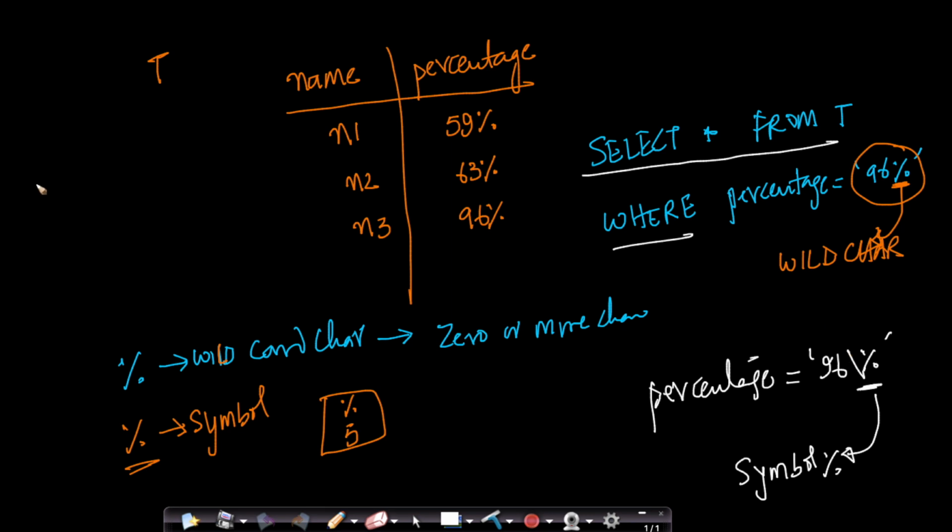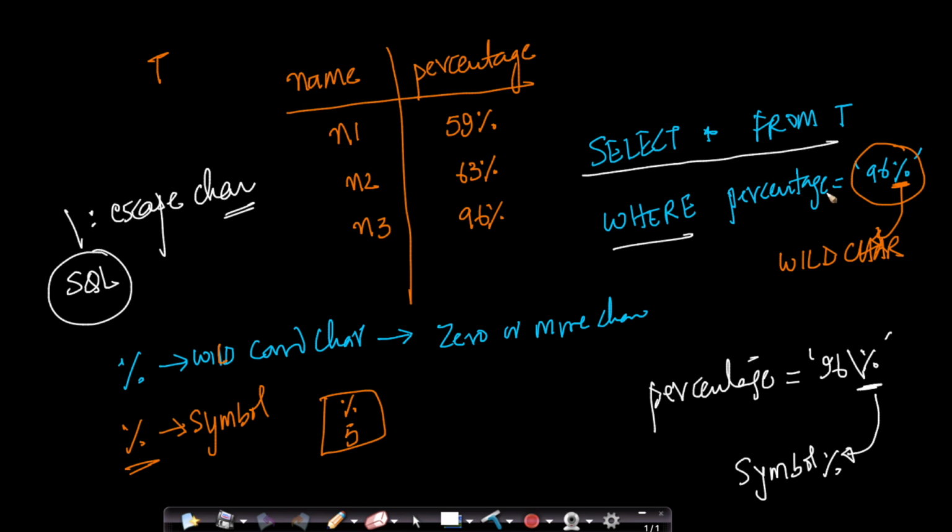So this backslash is often referred to as the escape character. Every programming language has escape characters. This is the escape character in SQL. Right? I hope this is clear. So if a percentage is there in one of your columns, and you don't want the percentage to be treated as a wildcard character, but as a symbol, then you should use the escape character, which is the backslash.